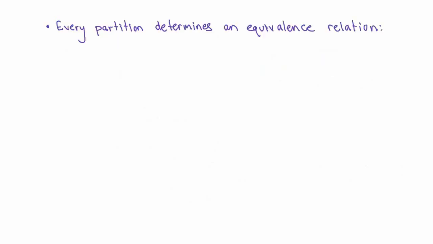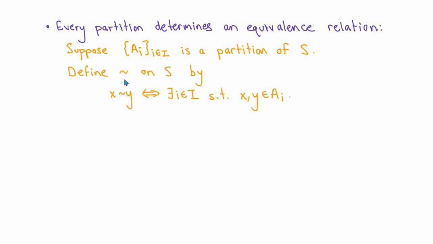First of all, to understand how every partition of a set determines an equivalence relation on the set, let's suppose that I have a partition of a set S, and let's define a relation on the set by the rule that x is related to y if and only if there exists an i in the indexing set with the property that x and y are both elements of the set A_i. Now, we claim that this is an equivalence relation on S. So first of all, let's check that it's reflexive.